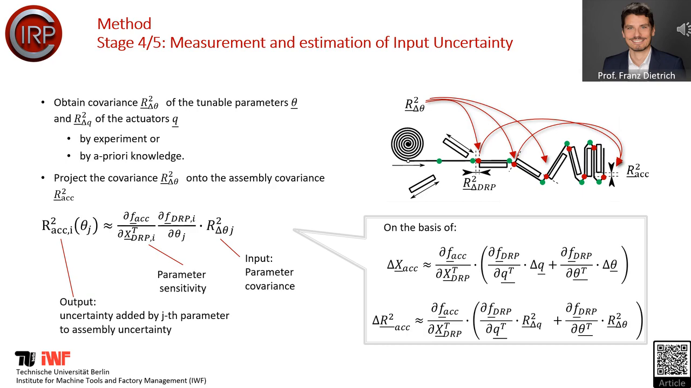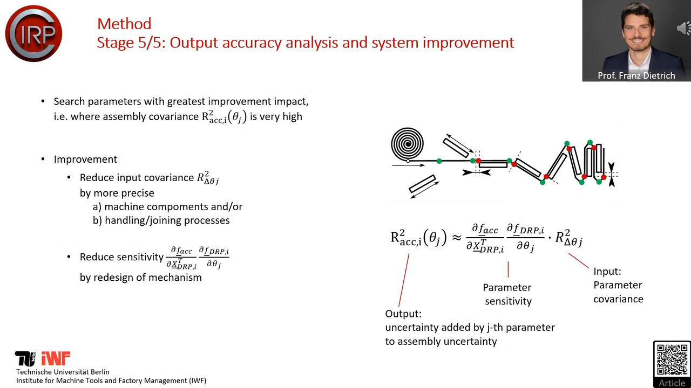In stage 5, one looks after parameters where the assembly covariance is very high and or where the sensitivity is very high. So in order to improve, 2 basic strategies can be used. The first one is to reduce the input covariance by either more precise machine components and or more precise handling and joining processes. The second improvement that can be sought after is to reduce the sensitivity by redesign of the mechanism.